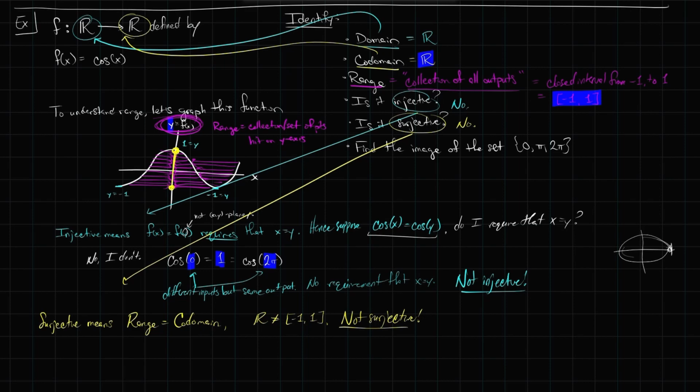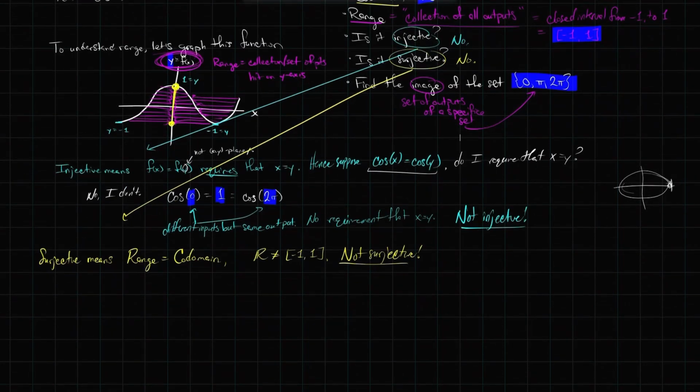And then finally, find the image of the set 0, pi, 2 pi. It's just asking me to go ahead and compute the output of the function. So the image is just the set of outputs of a specific set. Okay. So I'm just looking at that specific set here. I'm going to compute the set of outputs. And that's not really the hardest thing to do. All I have to do for that, I'll go over here and I'll say f of, and I just place it like this. You'll see mathematicians use this notation. They'll place the entire set in there and say that this is cosine of the entire set as well.